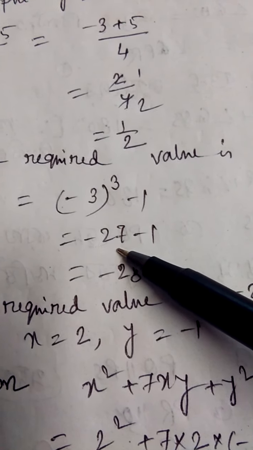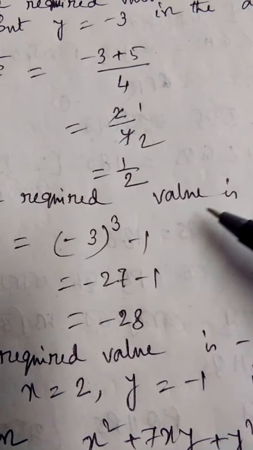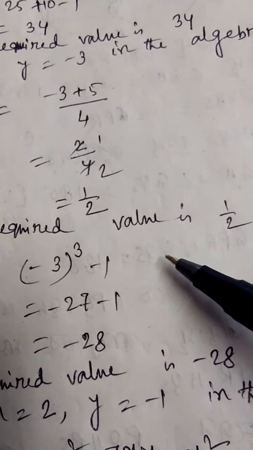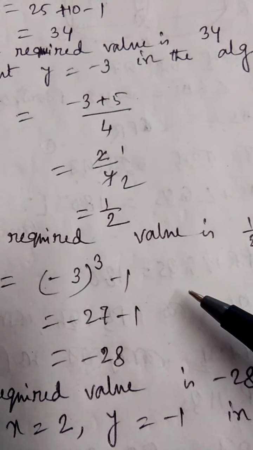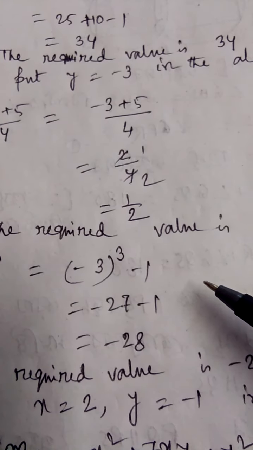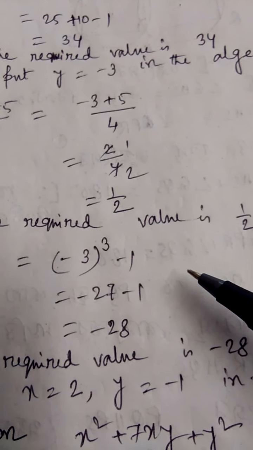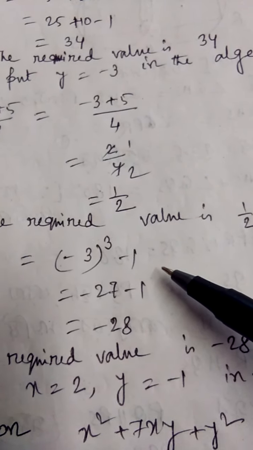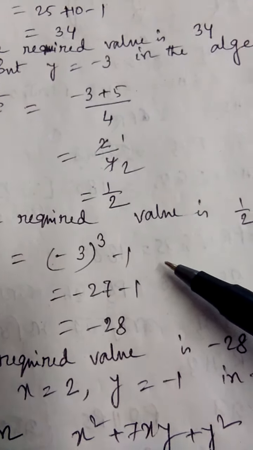Minus 27. How is it possible? Minus 3 whole cube means minus 3 into minus 3 into minus 3. When minus is multiplied an odd number of times, then we will get minus. When it is multiplied an even number of times, that means 2 times, 4 times, 6 times, then we will get plus. When minus is multiplied an odd number of times, that is 3 times, 5 times, 1 time, 7 times, then we will get minus.